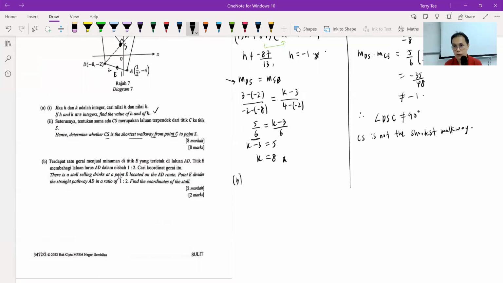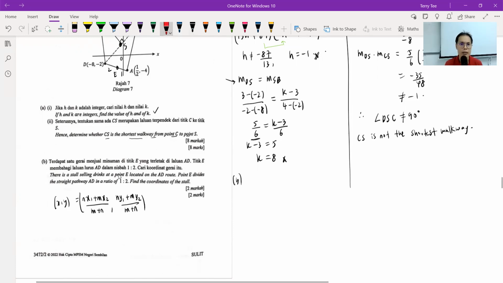So we have to use the ratio formula, the division of line segment. Remember, the formula goes like this. (x, y) is (nx1 plus mx2) over (m plus n), then you continue with (ny1 plus my2) over (m plus n). So the most important thing when you use this is that the m and n must be opposite. The coordinate, you must multiply in the opposite direction. So your n, you must times with x1, y1. Your m, you must multiply with x2, y2.